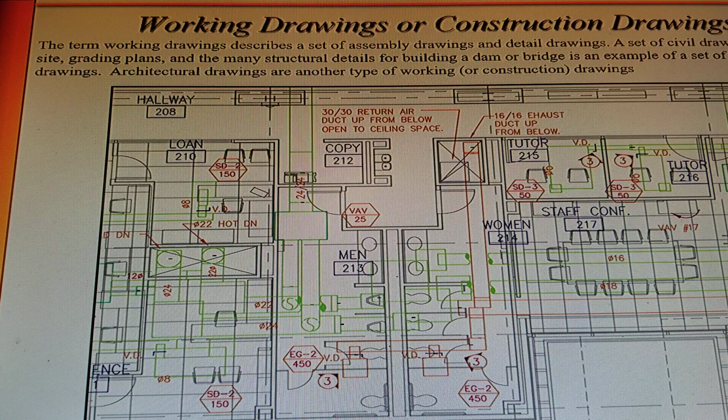Architectural drawings are another type of working or construction drawing. And this drawing right here is actually a floor plan of an office building, it looks like. We've talked about layers in the past. This drawing probably has dozens, if not hundreds, of layers, because each one of those little symbols and colors represents some different layer.